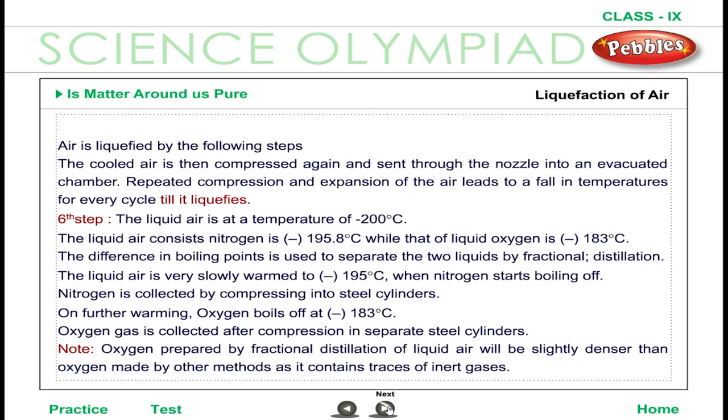The liquid air is very slowly warmed to minus 195 degrees Celsius when nitrogen starts boiling off. Nitrogen is collected by compressing into steel cylinders. On further warming, oxygen boils off at minus 183 degrees Celsius. Oxygen gas is collected after compression in separate steel cylinders.